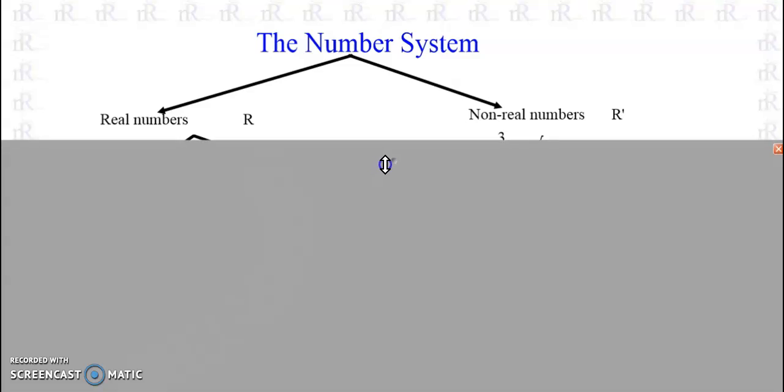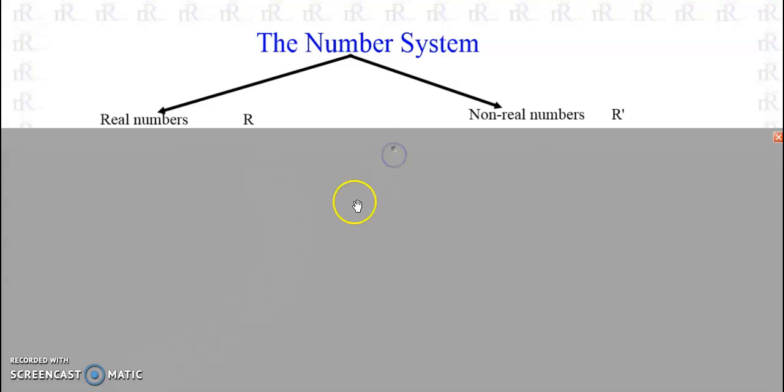Now we will look at the number system. The number system consists of two main categories of numbers. Firstly, we get real numbers, that is numbers that exist, and we get non-real numbers, numbers that do not exist. The symbol for real numbers is the letter R. The symbol for non-real is R dash.